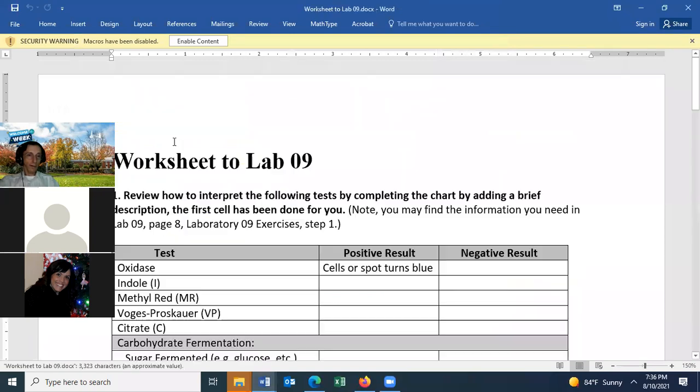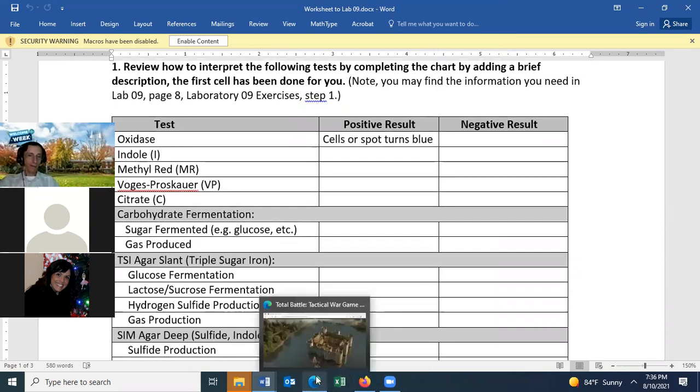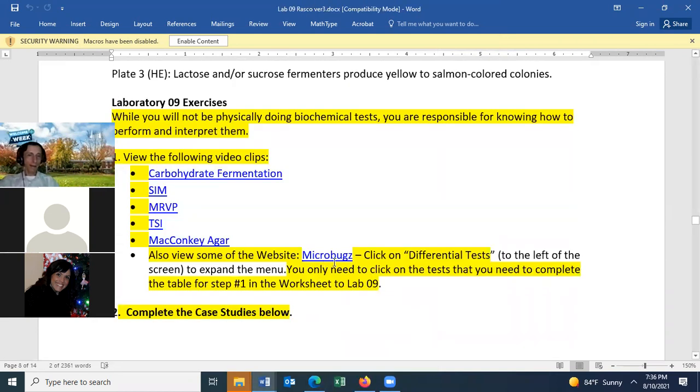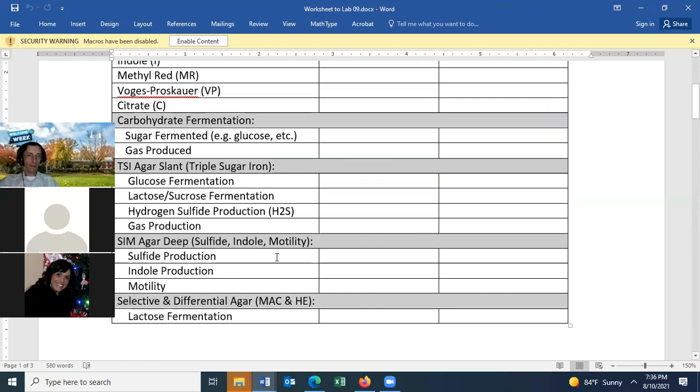So to fill in this table in the worksheet, if you don't get the answer from the video, you will have to get it from the website Microbuzz. Any question about any of that? And that link should work to the website Microbuzz. You only need to click on the tests that are needed to fill in a table in step 1 of the worksheet. They have additional links. You don't need to click on them. All right, any questions about that?